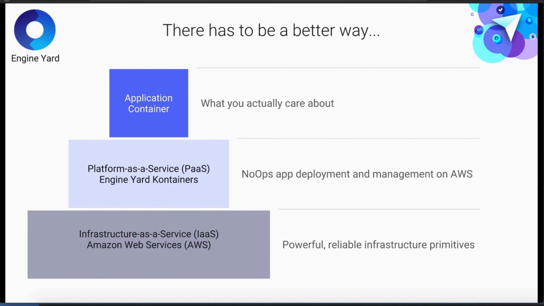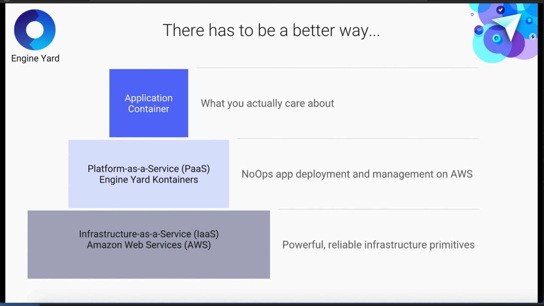AWS is essentially and primarily an infrastructure as a service. It has really powerful primitives that power much of the internet. But as we just saw, there can be a lot involved in getting containers right. Here's where Engine Yard comes into play.